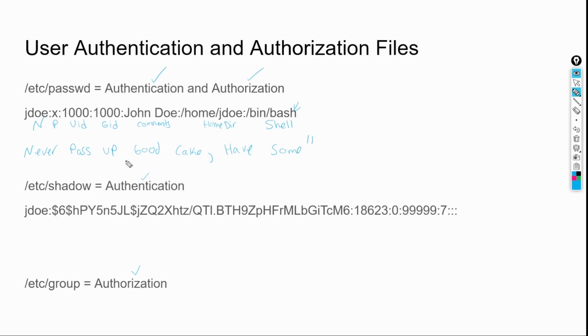So if you can remember, never pass up good cake, have some, then you will remember all of the colons and what they mean in the /etc/passwd file. I guarantee that you are going to learn the Linux system and come across /etc/passwd and get an output like this. And if you don't know what these represent in between each colon, it's going to be a really hard time. So just remember, never pass up good cake, have some.